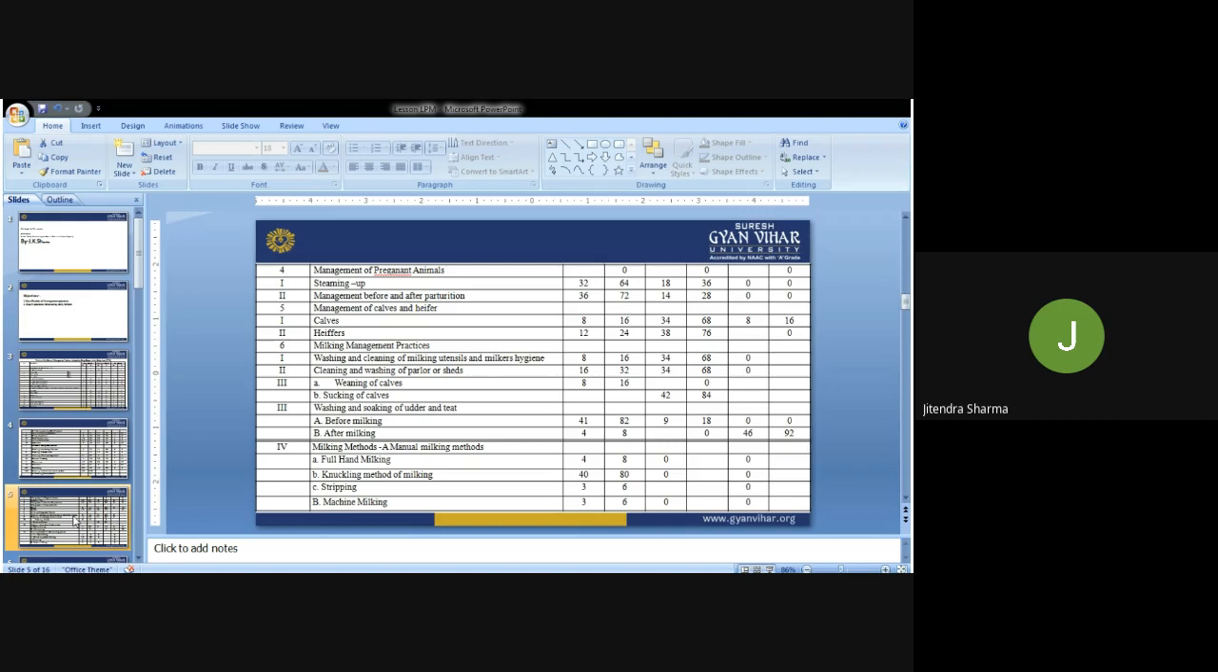Then the management of calves and heifers. We will see that this management practice is very important. For the calves and heifers, 16% of farmers are properly managing, and 68% and 76% are partially following this practice. Milking management practices: we will see the washing and cleaning of utensils and milkers, hygiene, etc. 68% of farmers reported following this practice partially, whereas 16% are not following this.